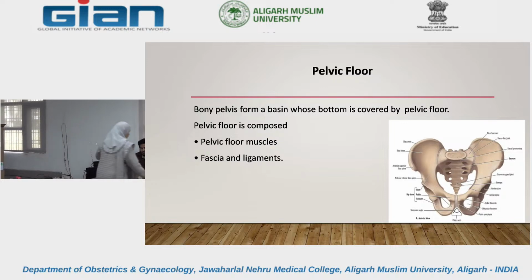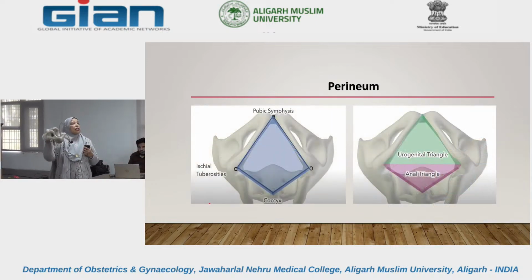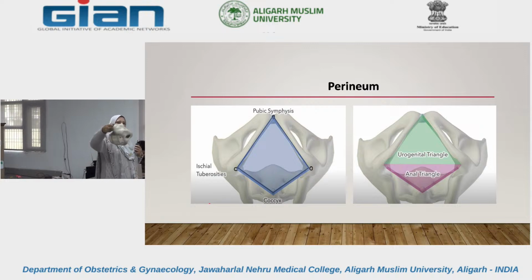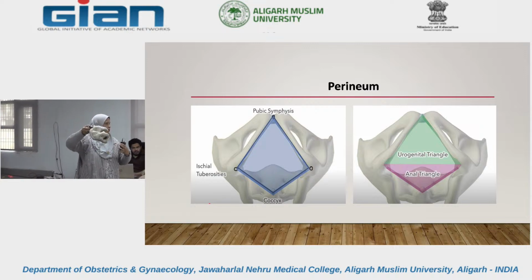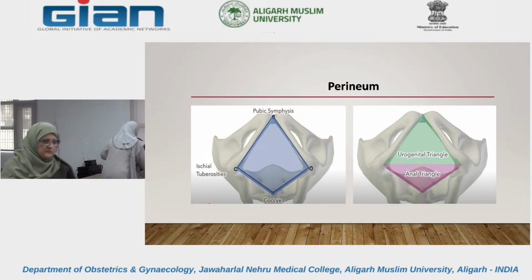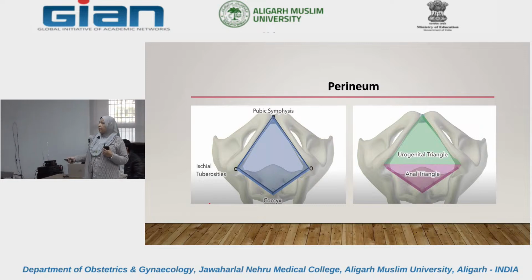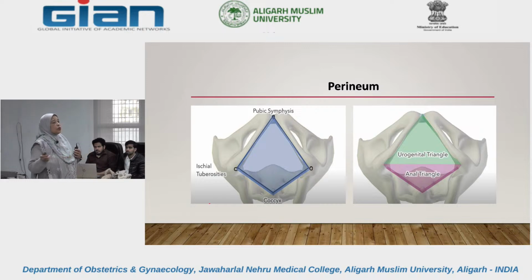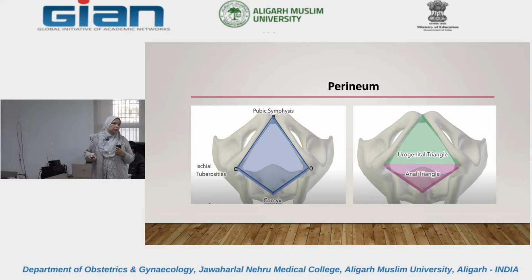When we talk about the perineum, just remember it corresponds to the anatomical outlet. It is bounded anteriorly by the symphysis pubis, at the sides by the ischial tuberosity, and posteriorly by the coccyx. It is rhomboid in shape and divided by a line passing through the ischial tuberosities into 2 triangles. The urogenital triangle is the anterior triangle and the anal triangle is the posterior triangle.